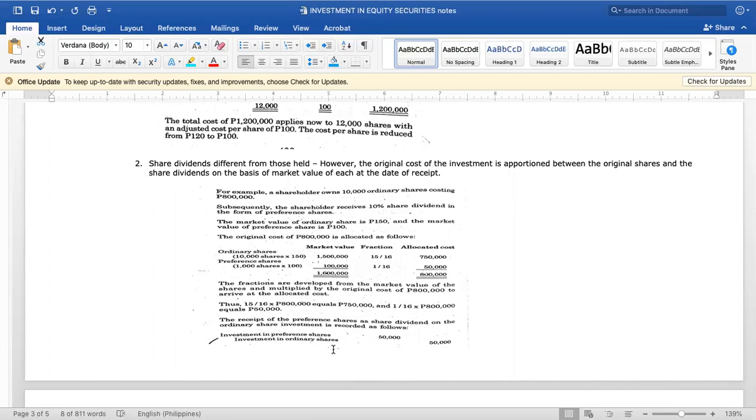So may tabang because again, share dividend does not affect the total cost of the investment. So atong buhaton diri, atong total cost sa atong ordinary shares atong i-apportion between sa fair value or market value sa katong additional shares nga preference shares nga gi-issue sa atoa as share dividend and the fair value of the original investment. Okay, so this is the example.